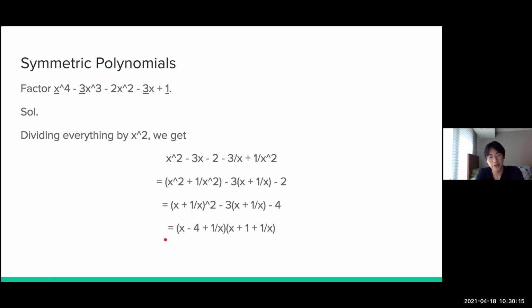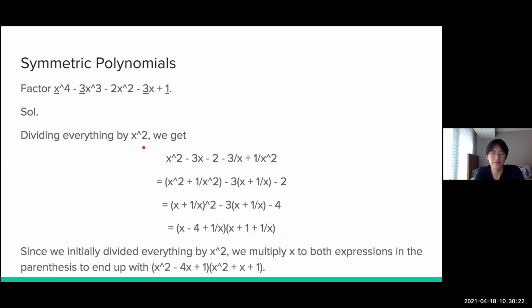So we're done, pretty much. So this simplifies into that. And since we divided everything by x squared at the very start, we multiply x to this, and we multiply x to this to end up with the factored form of x squared minus 4x plus 1 times x squared plus x plus 1.